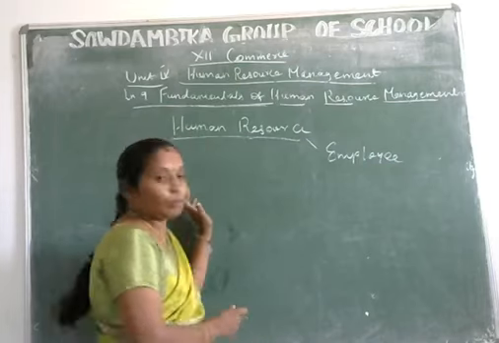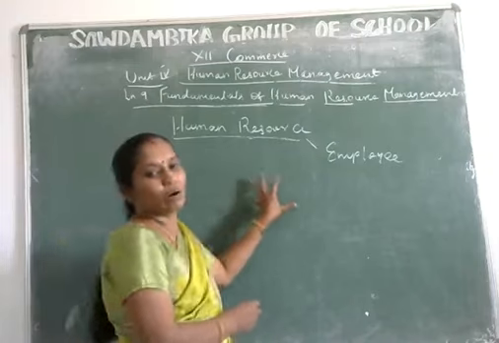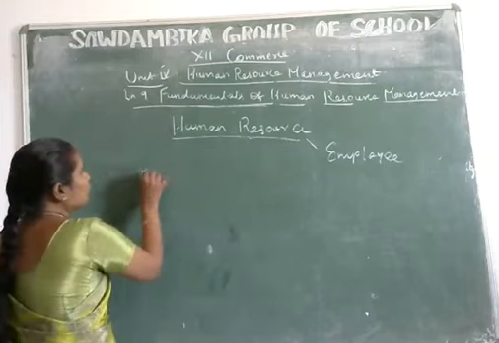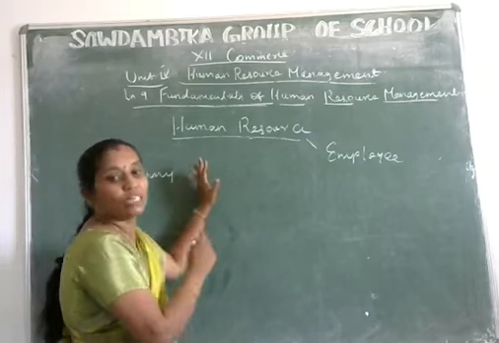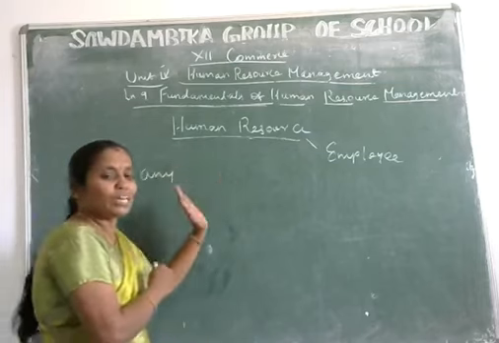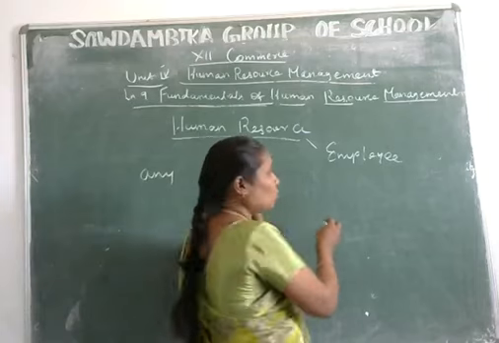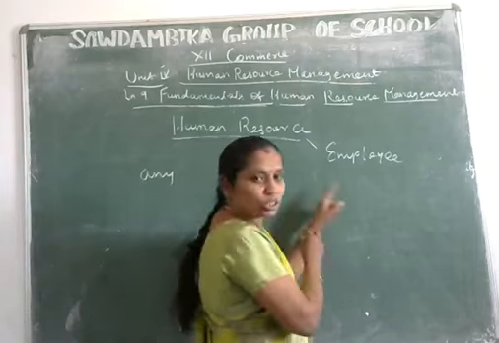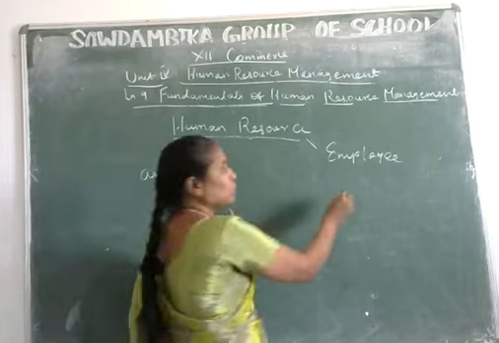Okay, so human resource is an important element among all the elements in any organization. What are the types of organizations? Now we have two types of organizations: individualistic institutions and government institutions. Which one is called individualistic institutions?